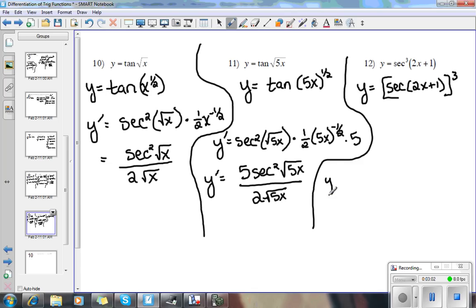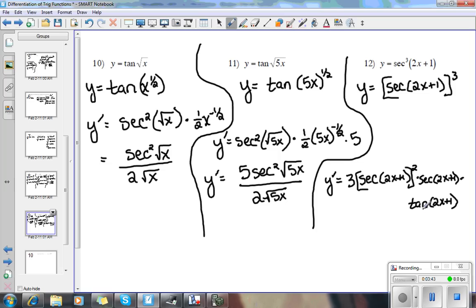So I'm going to start with the outermost. So I get 3 times secant 2x plus 1. But this time, when I reduce the power, it's squared. So I still have that there. Times, I need the derivative of secant. If you take a look at that chart I gave you, the derivative of secant is secant x times tangent x. Or in this case, it's going to be secant 2x plus 1 times tangent 2x plus 1.